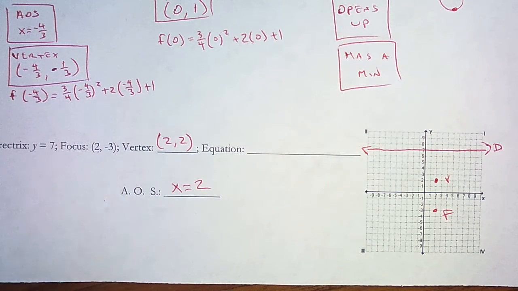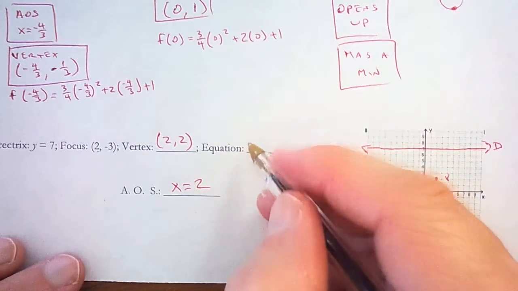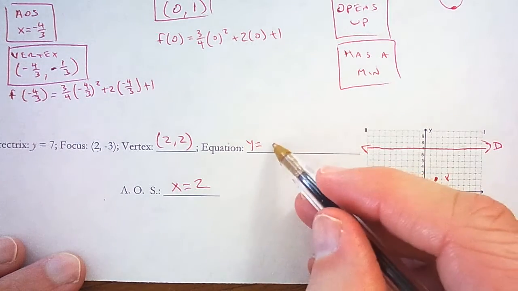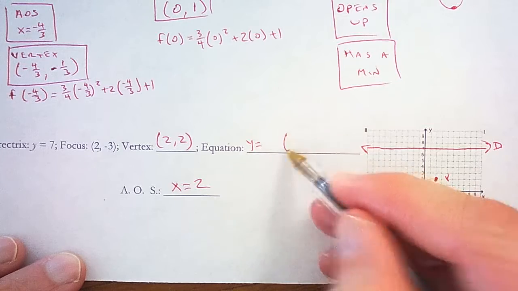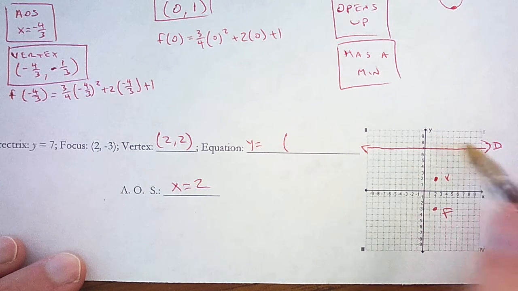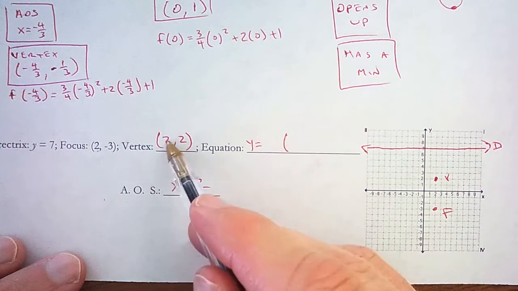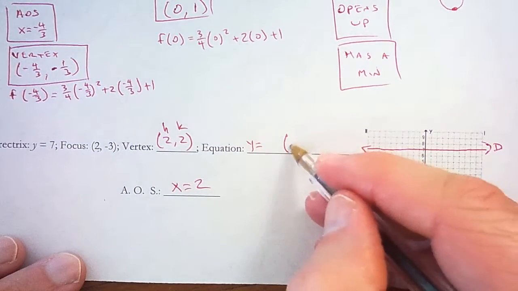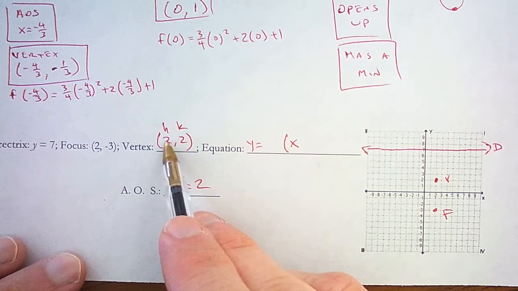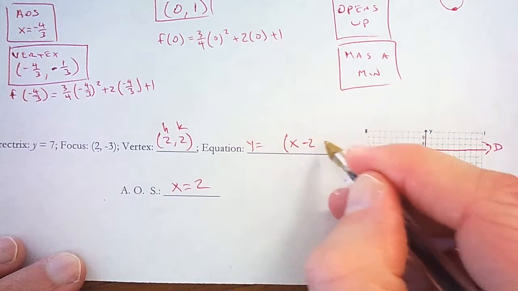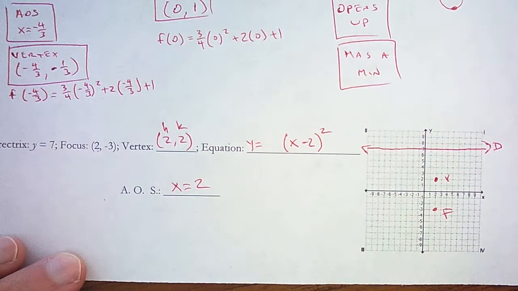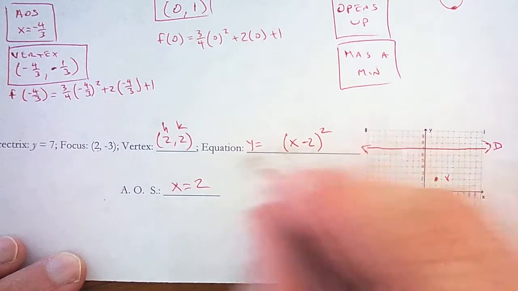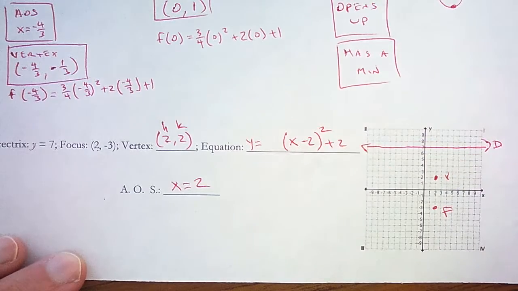Now we want the equation. So the equation is y equals, or it could be f of x equals. We're going to leave a little space here for a and write the rest of our equation. The vertex is hk, and the equation is x minus h, so the opposite of 2 is -2 squared, and then plus k, so it's x minus h plus k, and k is 2, so plus 2.